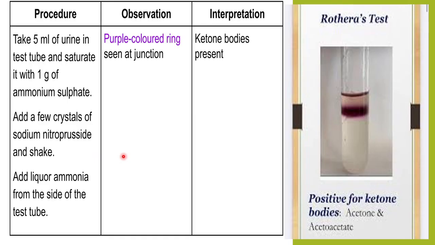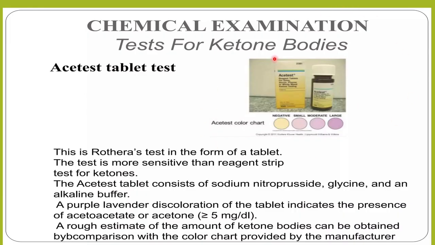So क्या होता है इस रोटेरास टेस्ट में? हम लोग एक 5 ml ऑफ यूरिन लेते हैं टेस्ट ट्यूब में, हम उसको सैचुरेट करते हैं अमोनियम सल्फेट से. वी विल सैचुरेट इट. देन व्हाट वी डू, वी ऐड अ फ्यू क्रिस्टल ऑफ सोडियम नाइट्रोप्रुसाइड एंड शेक इट वेल, एंड फ्रॉम द साइड्स ऑफ द ट्यूब वी ऐड अ liquor ammonia. So suppose if there is a purple colored ring which is present at the junction, that means ketone bodies are present.